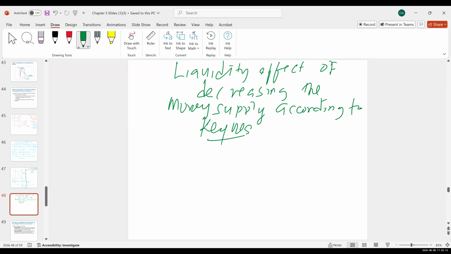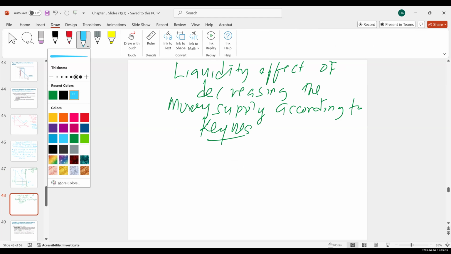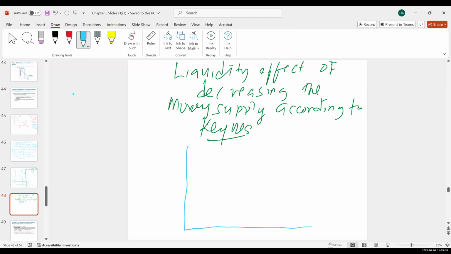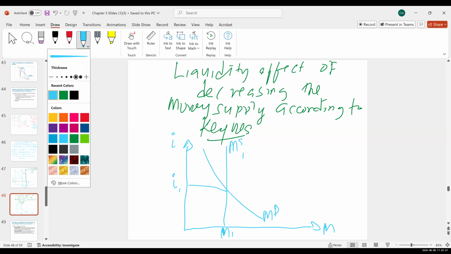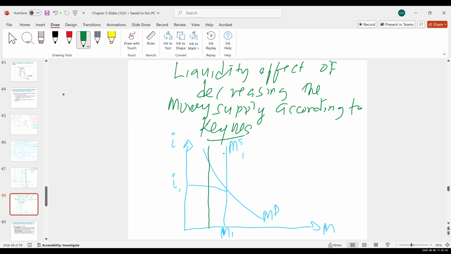So we're going to have something like this. Interest rate, quantity of money on this axis. This is the initial money supply. You can call this MS1, M1 here. Money demand curve. This was the initial interest rate. So according to Keynes, if the Fed decreases the money supply, the curve shifts to the left, to like M2S. So quantity of dollars decreased from M1 to M2. Interest rate is going to rise.